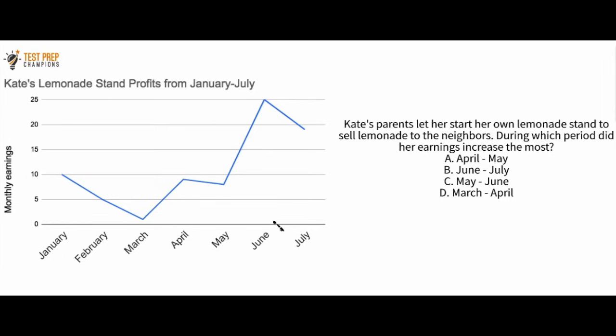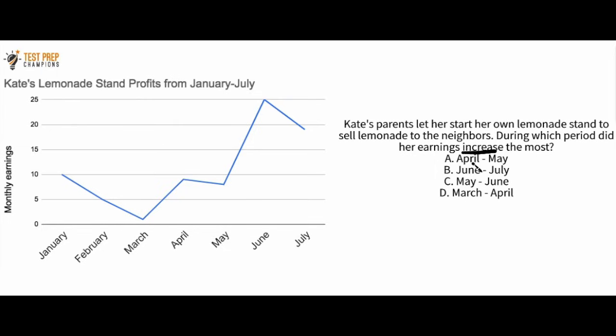And so I'll turn it over to you to pause the video, give this one a shot, and then we'll go over how to do it. Okay, so one of the key words in this question is the word increase. And we want to look on the graph, meaning the blue line here, and look at each period and find the one that had the biggest increase.